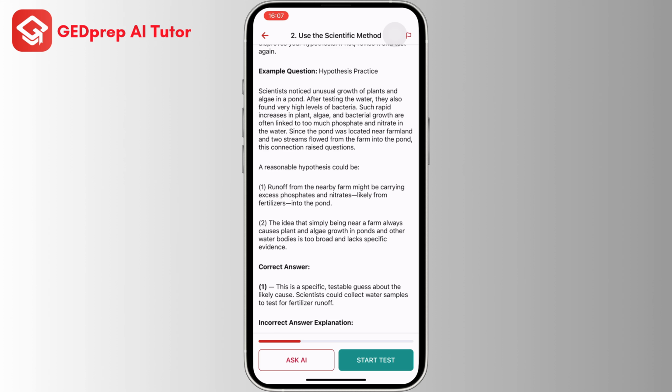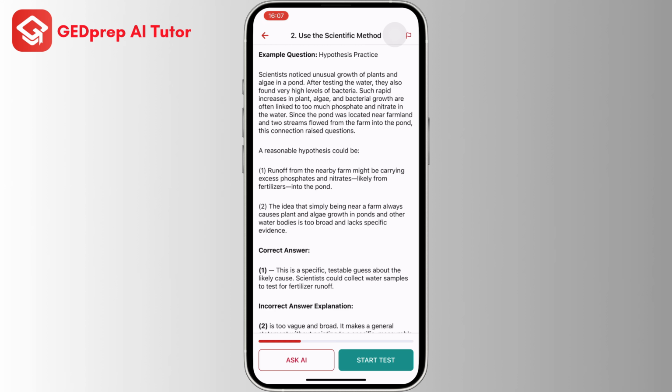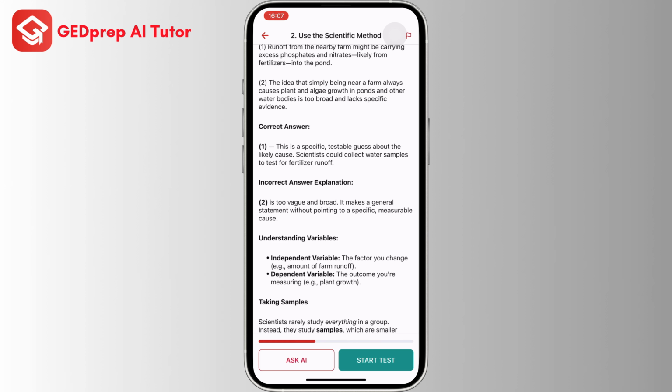Correct answer is Hypothesis 1. This is specific and testable because water samples could be checked for fertilizer runoff. Why not 2? It is too broad and vague, offering no measurable factor.